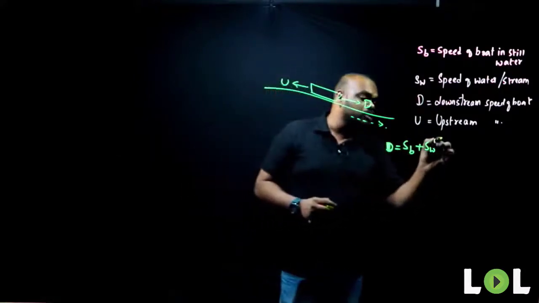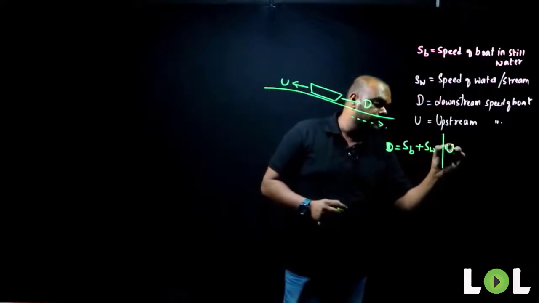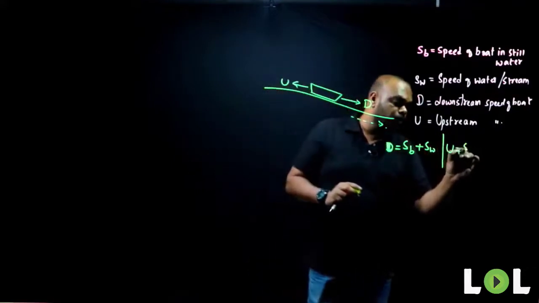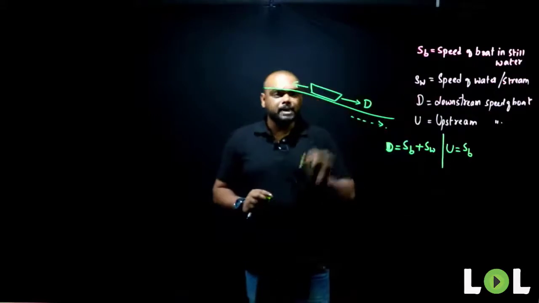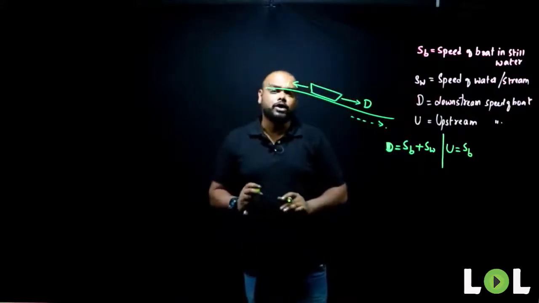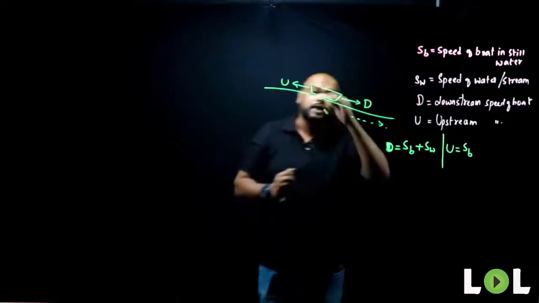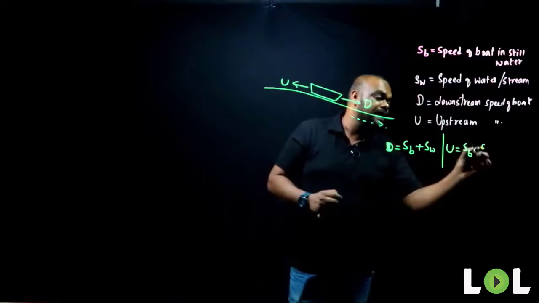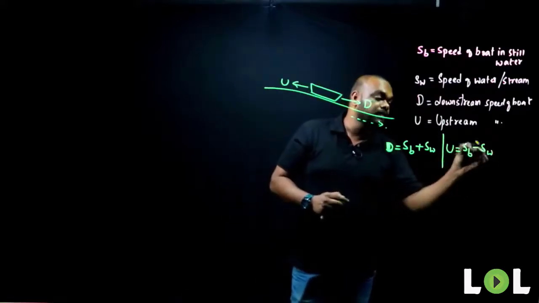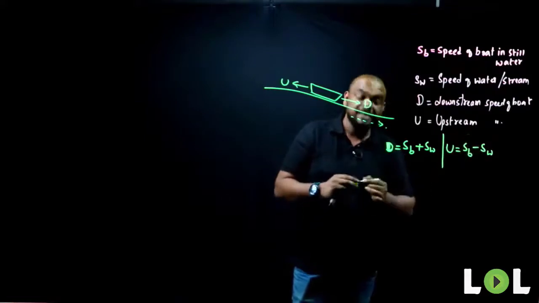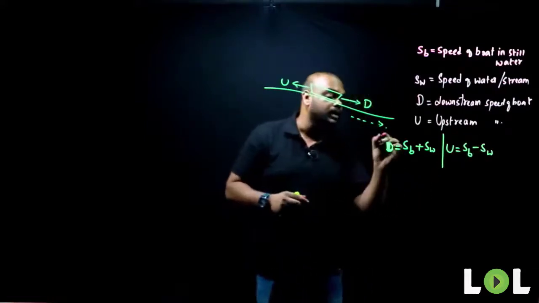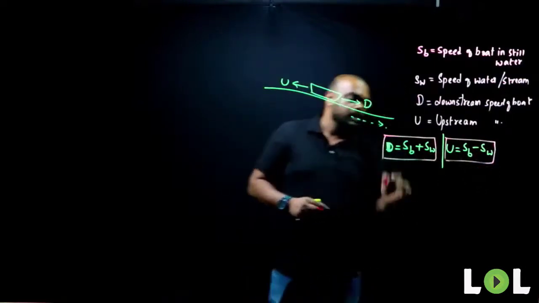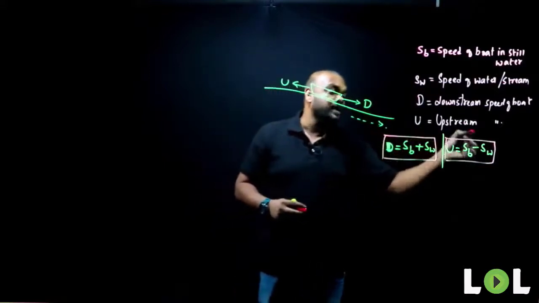Now what happens when the boat sails in the opposite direction, that is upstream? If the water is not flowing at all, the speed of the boat will be the speed of boat in still water, that is SB only. But since it is trying to go in the opposite direction of the water, water tries to push it back, thus reducing the speed of the boat. How much speed will be reduced? It is the same as the speed of the water. So upstream speed will be speed of a boat in still water minus speed of water. Very important formulas, both of them. Downstream speed is SB plus SW, upstream speed is SB minus SW.